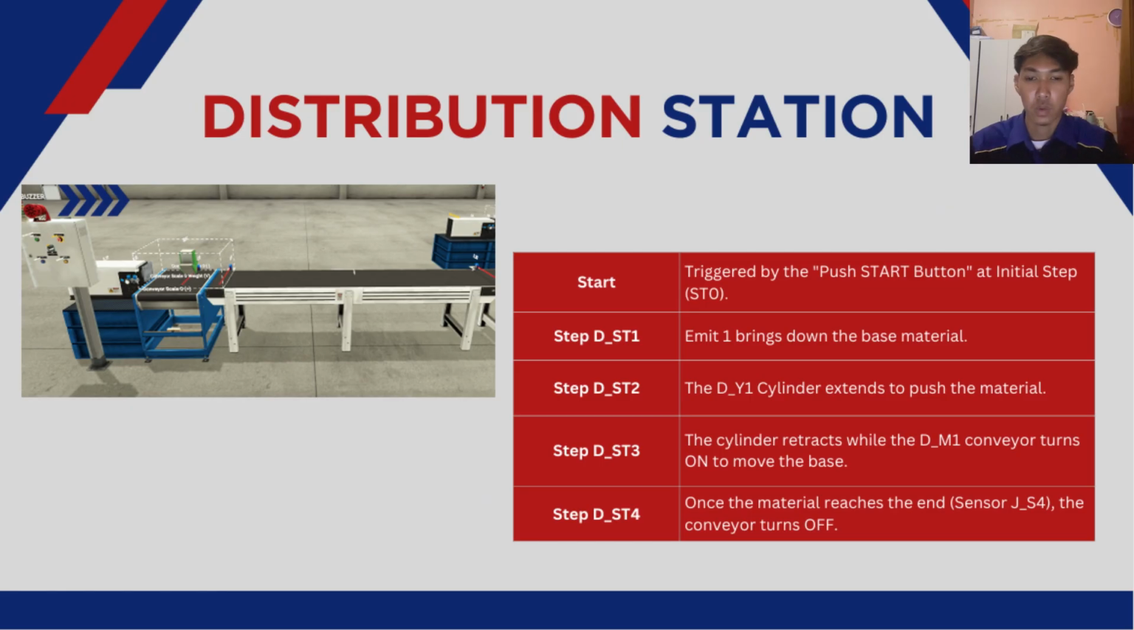Distribution station. We are using a start button and step 1, step 2, step 3, and step 4. For the start button, we are using a push button at the initial step. For step 1, emit 1 brings down the base material, and in step 2, the Y1 cylinder extends to push the material. For step 3, the cylinder retracts while the motor 1 conveyor turns on to move the base. For step 4, once the base material reaches the end, the conveyor turns off.